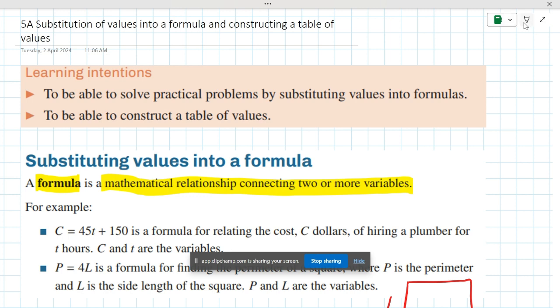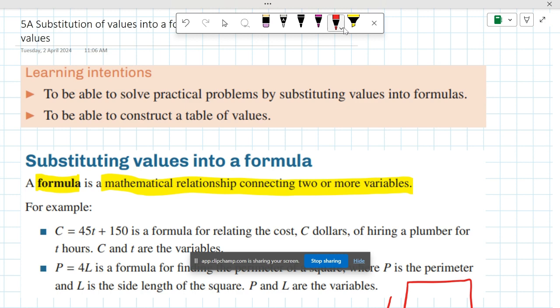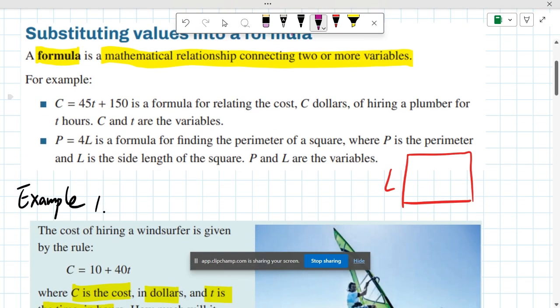The first thing first, we're going to talk about file A, which is what the formula and a table look like. I want you to highlight which is the formula. The formula means relationships in a mathematical way, the relationships between two or more variables. For example, we have 45t plus 150, where the dollars are represented by capital C and the hours by T.